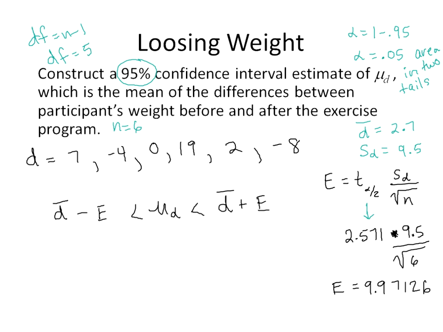And what happens now is you can go ahead and put that in your formula. So we have d bar, and d bar is 2.7. So you're going to subtract the margin of error, and then you're going to add the margin of error. So the margin of error gets added on to the mean difference, which is 2.7. And then that will give you the confidence interval. So when you do that, let me know what you get for your confidence interval. You can type in the left and then the right side.